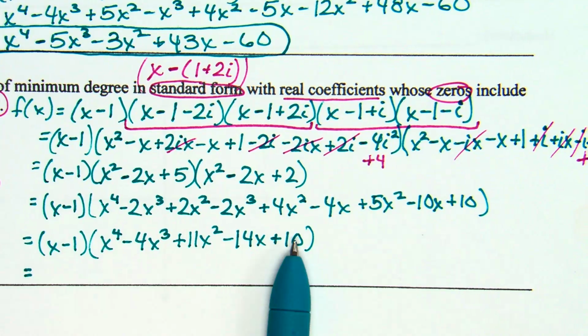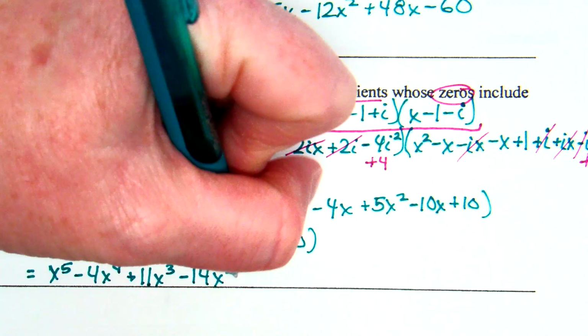And now I'm going to distribute -1. That just means I'm going to change my signs. Minus x to the 4th plus 4x cubed minus 11x squared plus 14x minus 10.